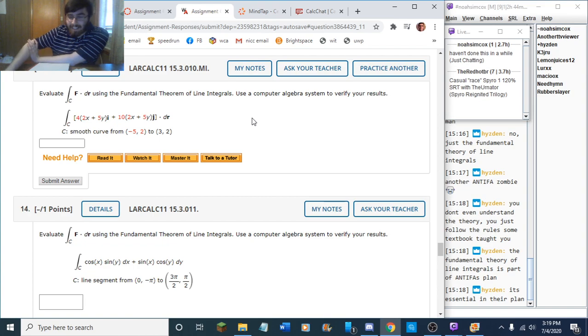The fundamental theorem of line integrals is part of Antifa's plan. It's essential to their plan.